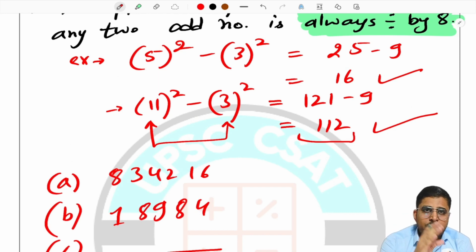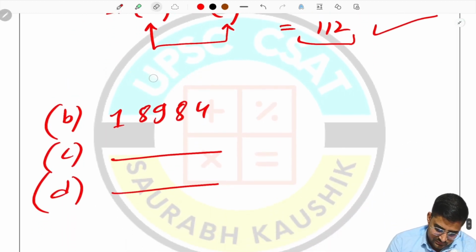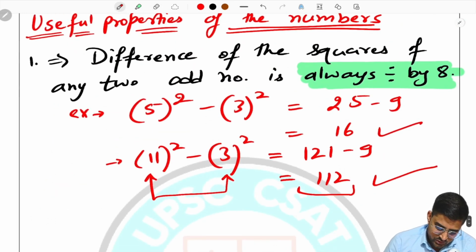That is why properties are very important in your examination. Don't skip this part, it is important. I am deleting this much, and let us move to property number 2.